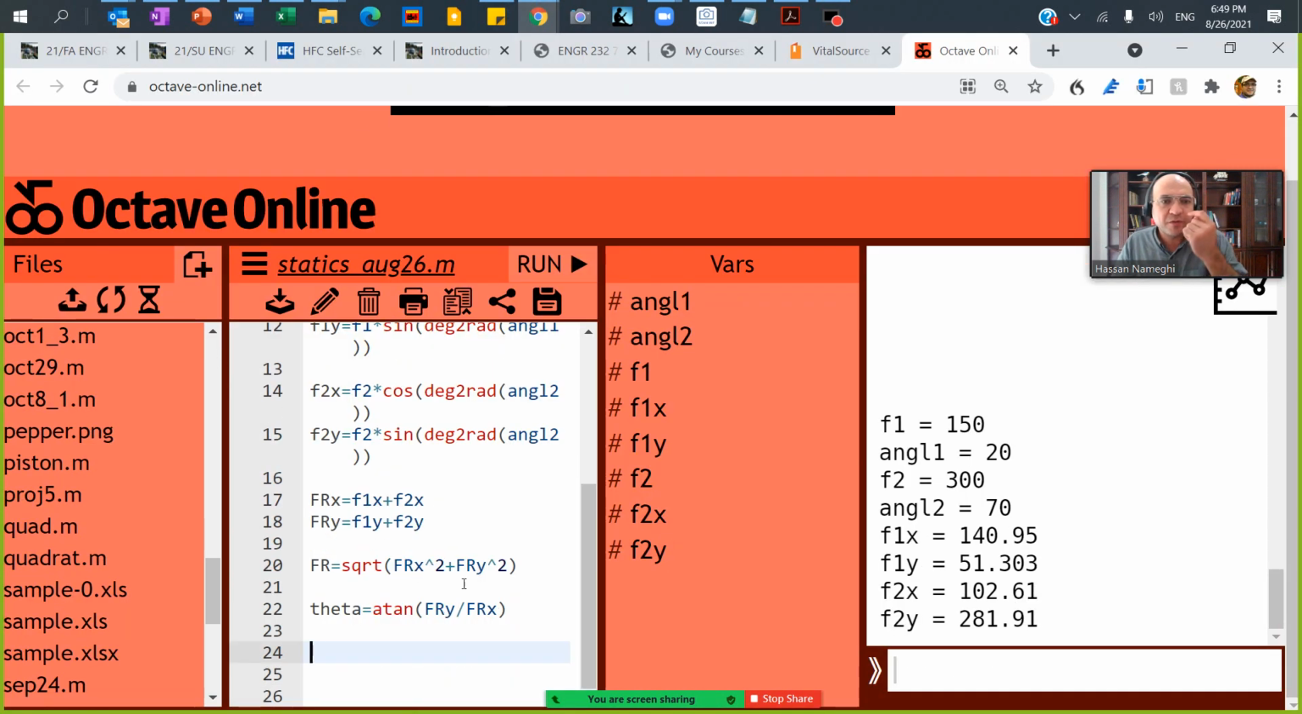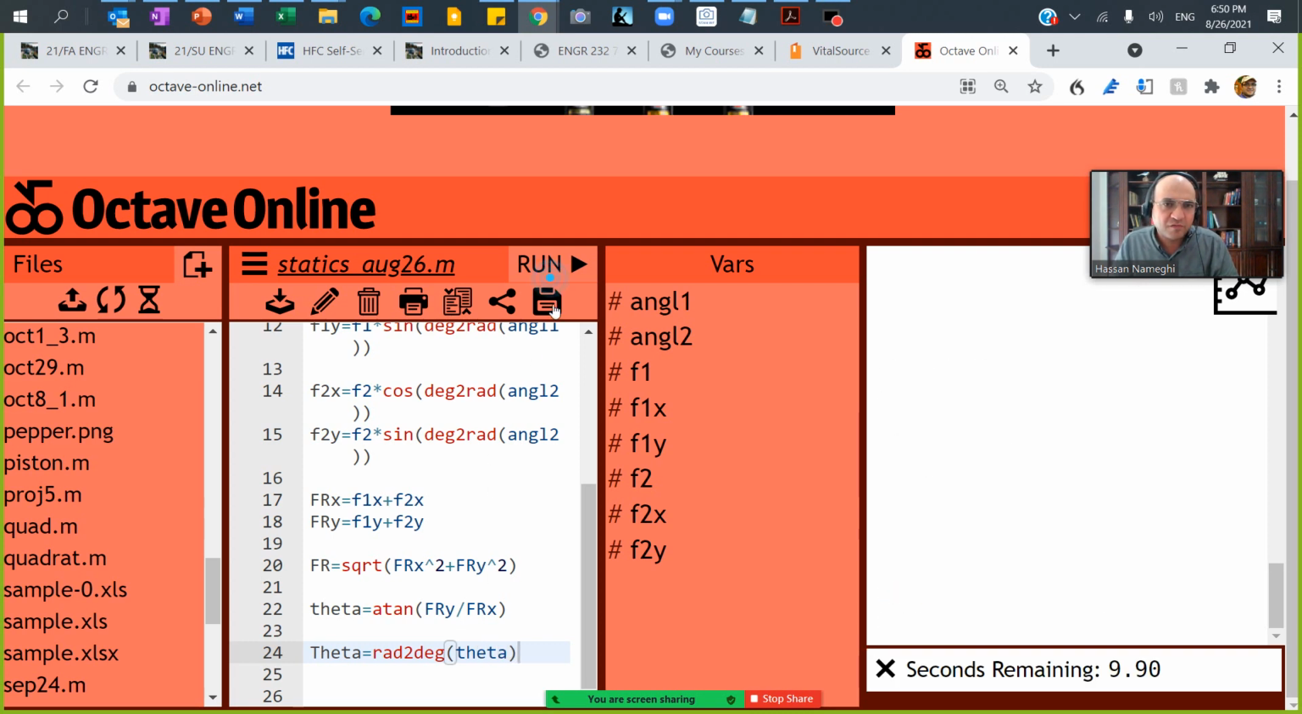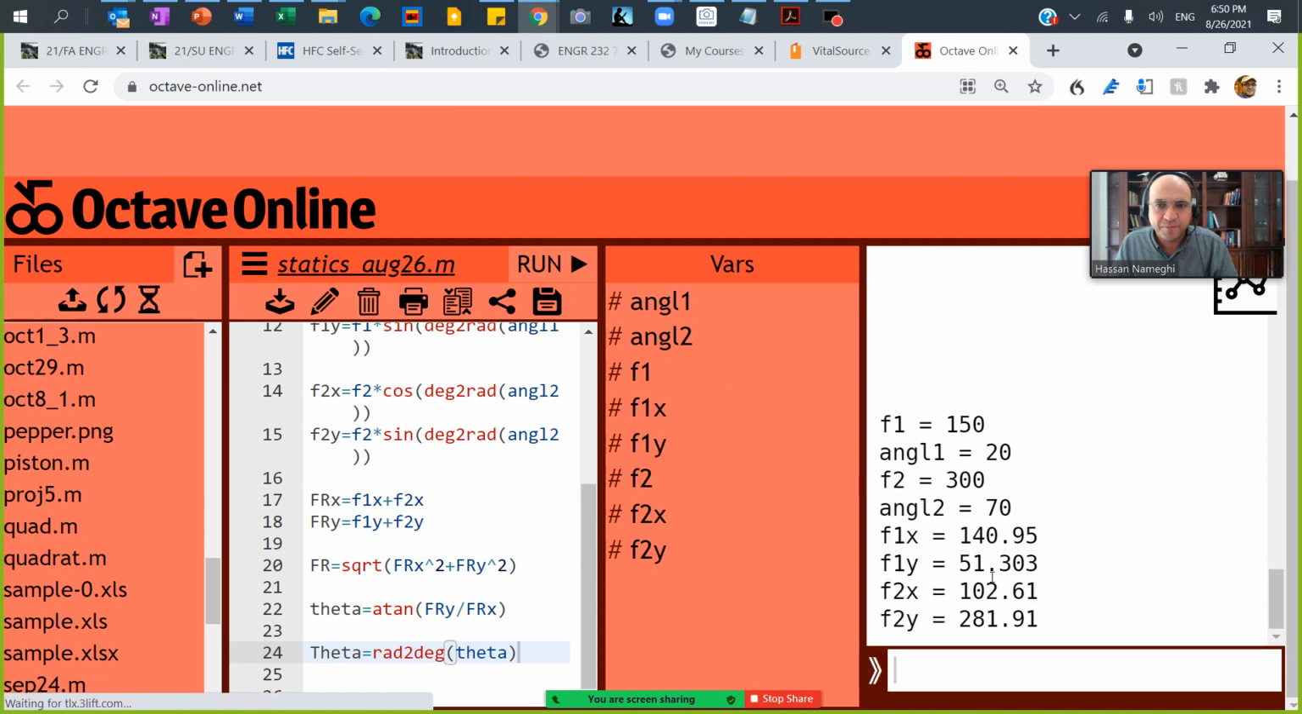Okay, so I found the theta. The only issue I have is that the theta that it gives me is already in radian. I have to convert it to degree. So I'm going to say theta is equal to, this time I have to go from radian to degree, radian to degree of the theta. So save and run.